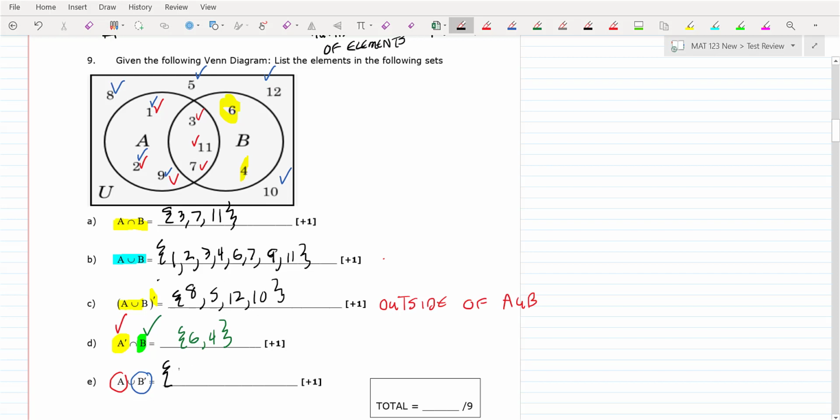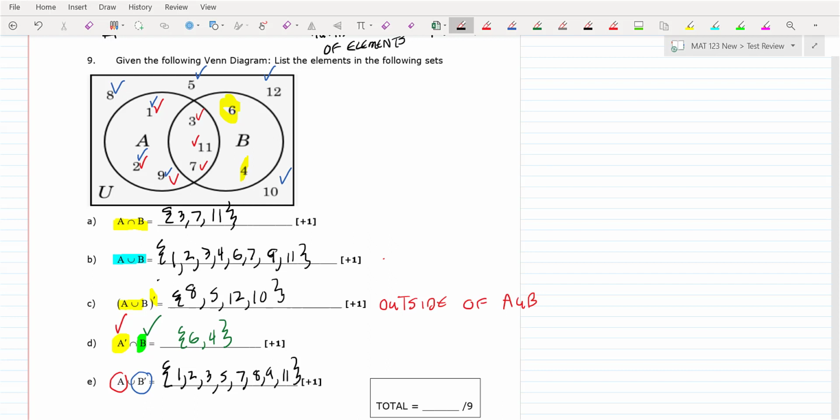So I got a 1. I checked the 2. I checked the 3. I didn't check the 4. I checked the 5. I didn't check the 6. I checked everything else. So that would be 7, and then 8, 9, and 11, like that. Now, see, that's a union. So a union is not what you checked twice, it's what you checked, because you're putting it together.